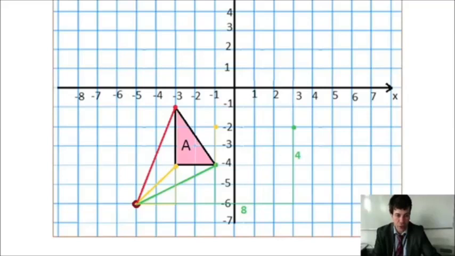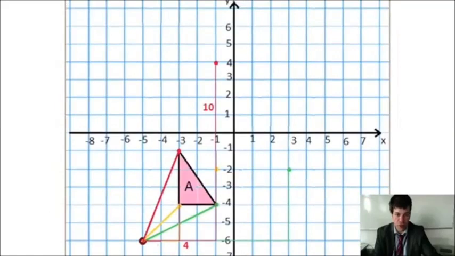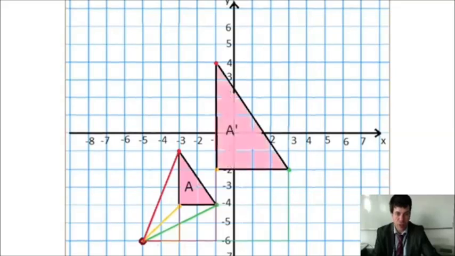Lastly, the red vertex is simply 2 spaces along, 5 spaces up. Scale factor 2 would move from the centre of enlargement 4 along, 10 up. There's the red vertex of the image. We simply join up the 3 vertices, and that forms our image triangle A prime.